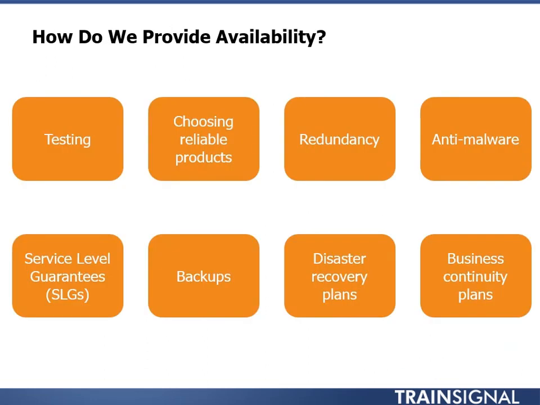How do we provide availability? Well, first we just test things to make sure that they're reliable and they're not going to break all the time. We evaluate products and choose the most reliable products we can. We often implement redundancy. We'll put 2 hard drives into a computer instead of 1. That way, when one of those hard drives fails, the other one can just take over and there's no failure. We'll fight off things that might cause a failure, like malware can cause computers to fail. So we'll put anti-malware on a computer. That's helping out the availability.